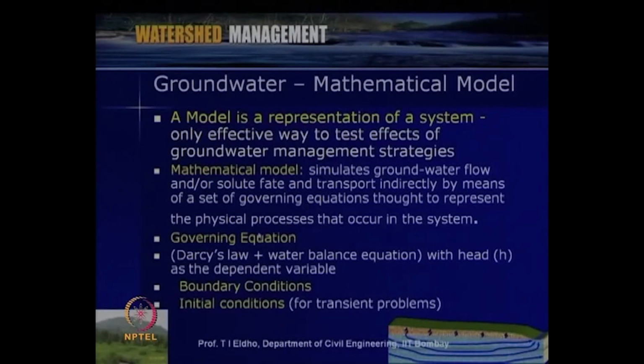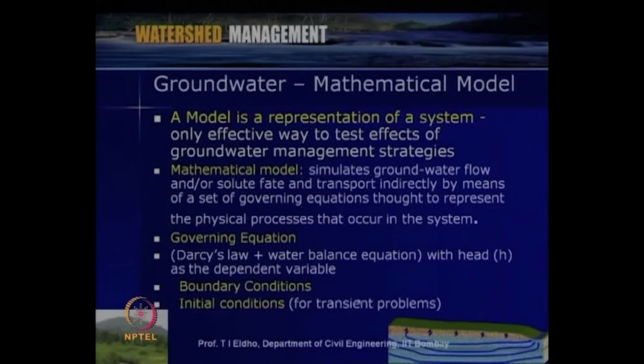Then the governing equations we can identify. Governing equations are generally derived from Darcy's law and the water balance equation, with head as mainly the dependent variable. And then of course, we have to define the boundary conditions. Say if this is the aquifer system, we have to identify what is the head available here, or the flux. Say for example, if this is an impermeable medium, water cannot percolate down further. So, that is an impermeable boundary where the flux can be assumed as 0.